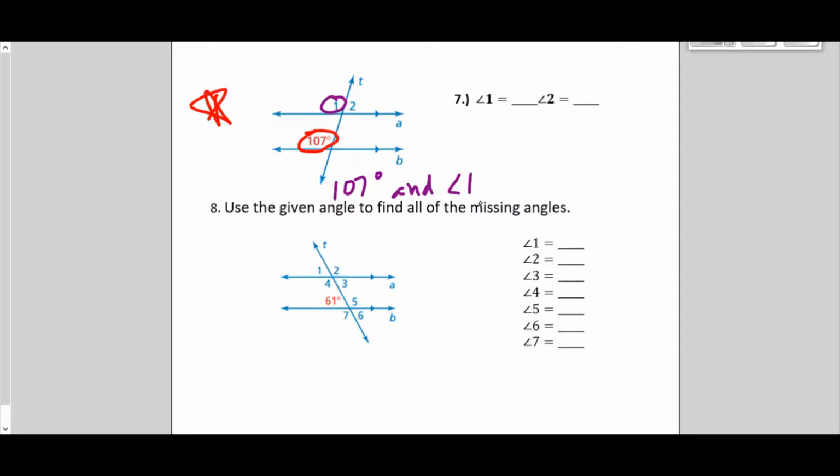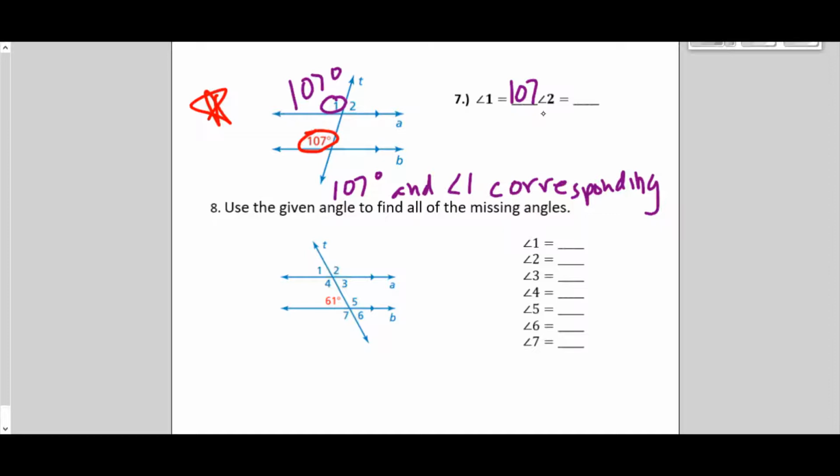Those form a relationship. Remember, if I took line B and moved it on top of line A, those are what we call the corresponding angles. They would be in the same spot if I was to move line B on top of line A. So those are corresponding angles, meaning that they have the same angle measure. So this is 107 degrees.